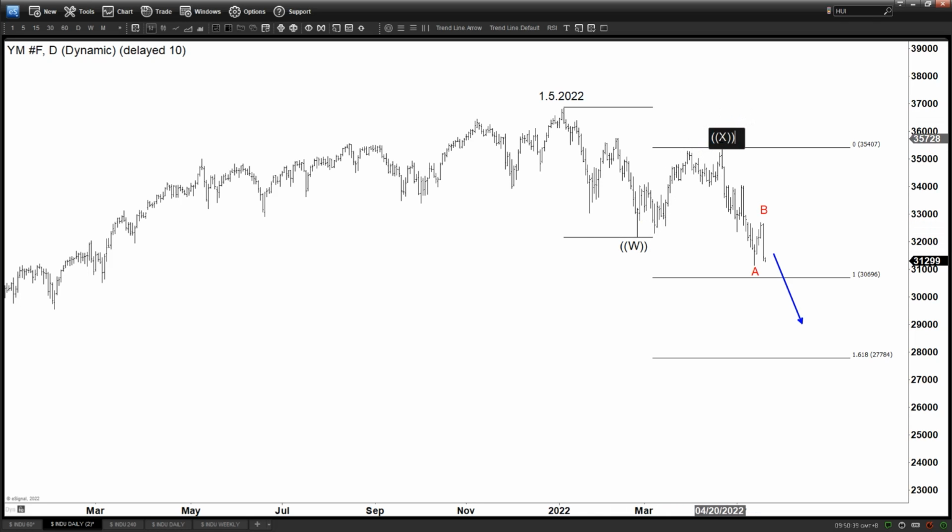Now in that kind of scenario, this is corrective, and technically it should stop somewhere here. It shouldn't go below 1.618, because if it goes below 1.618, there is a risk this becomes an impulse, like becoming a 1 2 3 4 5, right? So that's why ideally it doesn't go below 27,784, but we're getting closer to this target area from where we can find some temporary support in the market.